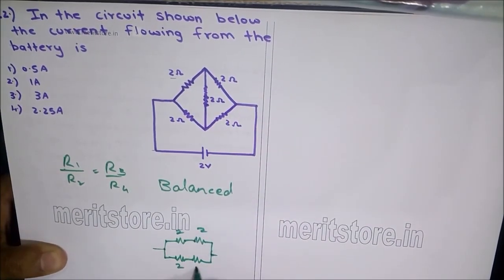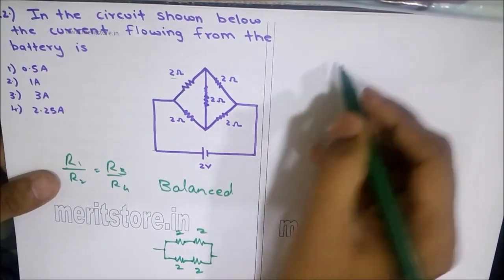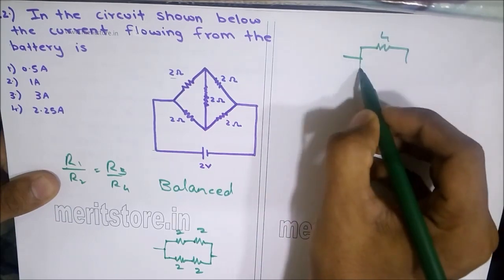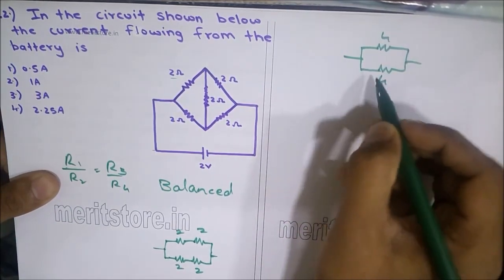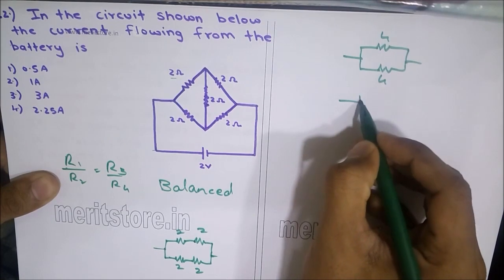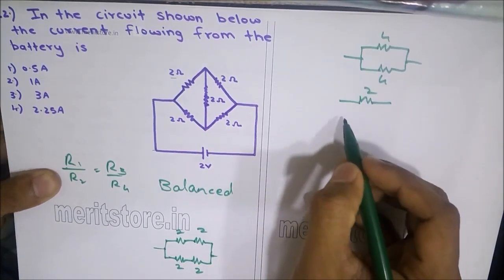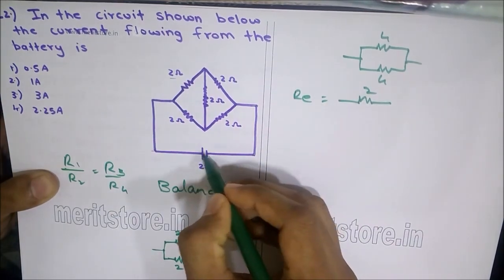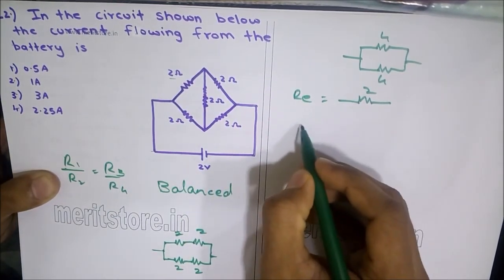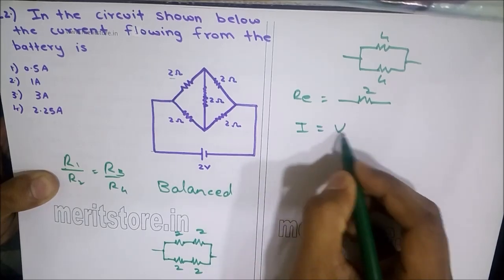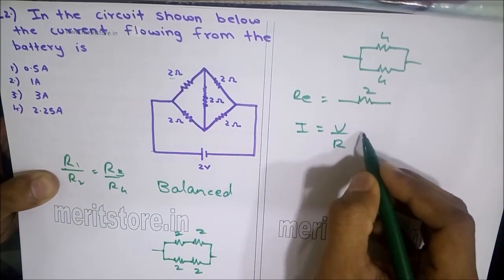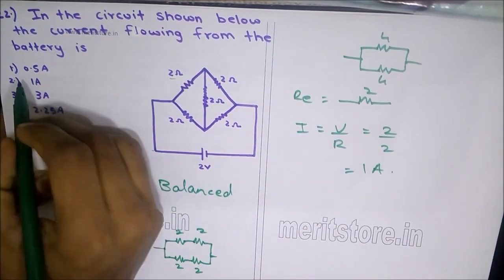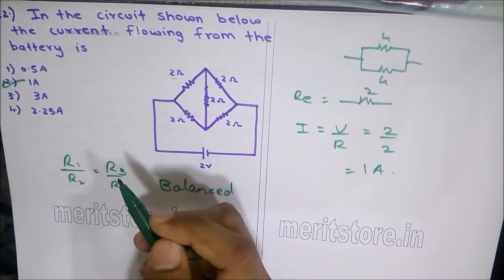So 2, 2, 2 and 2. This can again be simplified as 4 ohm resistance in parallel with 4 ohm resistance, and the parallel combination gives an effective resistance of 2 ohms. Now the total effective resistance is 2 ohms and a battery of 2 volts is there. So the current flowing through the circuit is I equals V upon R, which is nothing but 2 upon 2, which is 1 ampere. Therefore option 2, 1 ampere, is the correct answer.